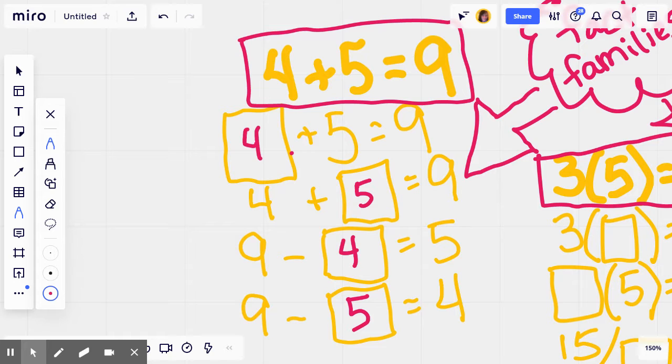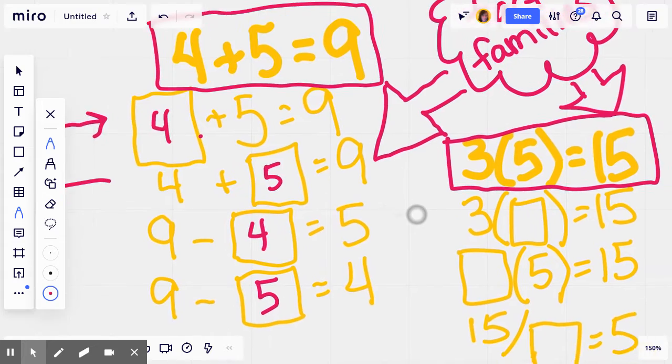Okay, so the numbers are kind of like a set, and that's going to come in handy when we're doing tables, because sometimes we'll move in this direction of adding or multiplying, but sometimes you'll have the y value and you'll have to go backwards. And so fact families are really great to have in mind. Okay, let's look at another fact family.